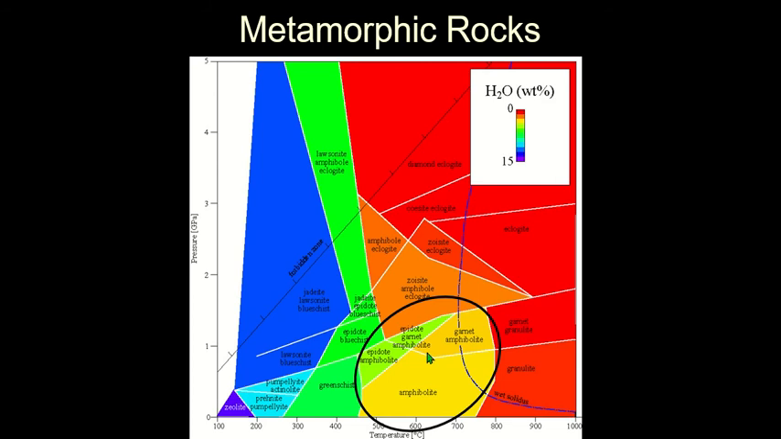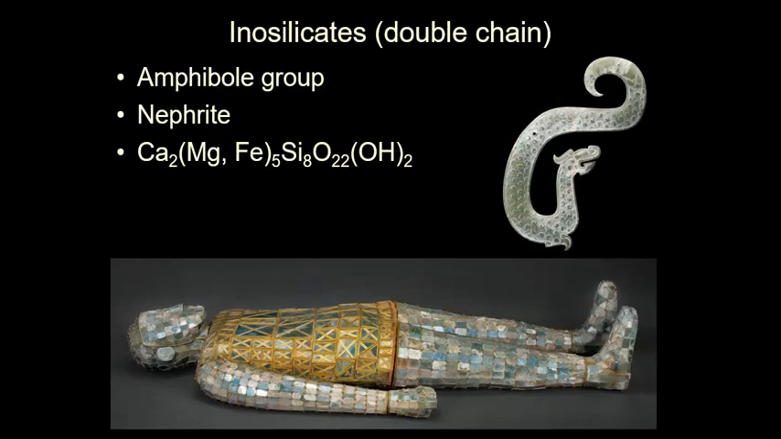Amphiboles are also important in metamorphic rocks, where here you can see rocks which have quite high temperature but low pressure have a lot of amphiboles in them, sometimes entirely amphiboles. One particularly important amphibole is nephrite, which is the type of jade found in ancient China.